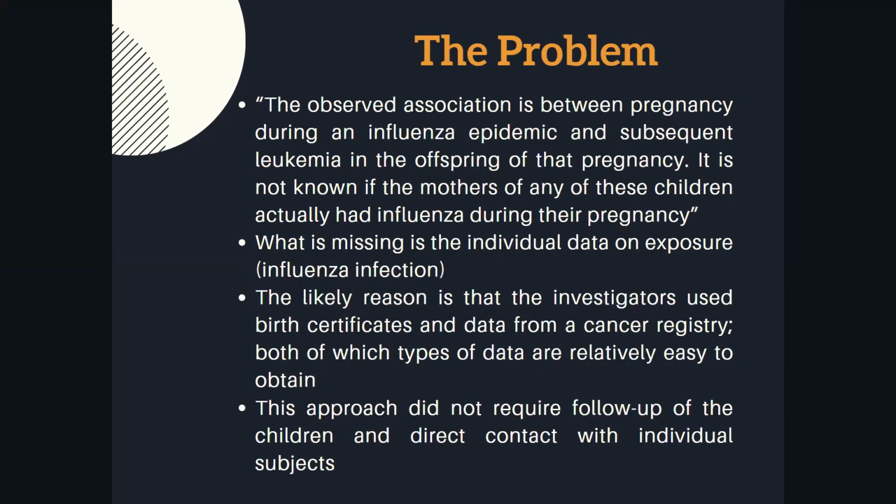Now, the problem is that the observed association is between pregnancy during an influenza epidemic and subsequent leukemia in the offspring of that pregnancy. It is not known if the mothers of any of these children actually had influenza during their pregnancy. What is missing is the individual data on exposure, which is the influenza infection. The likely reason is that the investigators used birth certificates and data from a cancer registry, both of which types of data are relatively easy to obtain. And this approach did not require follow-up of the children and direct contact with individual subjects.